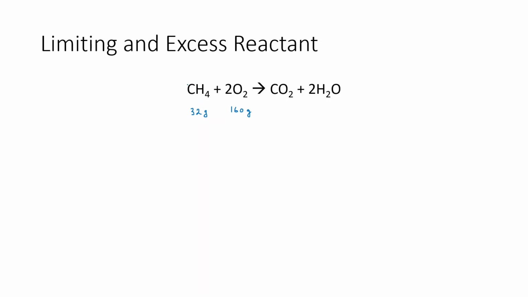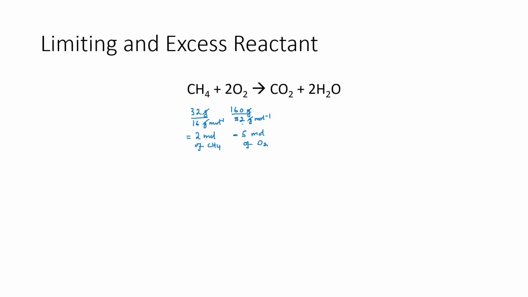So what we're going to do is, first we find the Mr of methane. It's going to be 16, right? 12 plus 4 times 1. So that's going to be 16 grams per mole. So we have 2 moles of methane, right? On the other hand, for oxygen, we divide this by 32 grams per mole, which is the molar mass of oxygen, 2 times 16. That is going to give me 5 moles of oxygen, right?